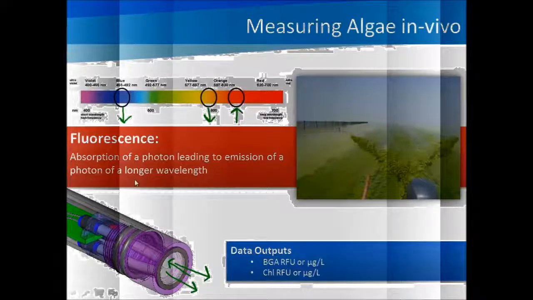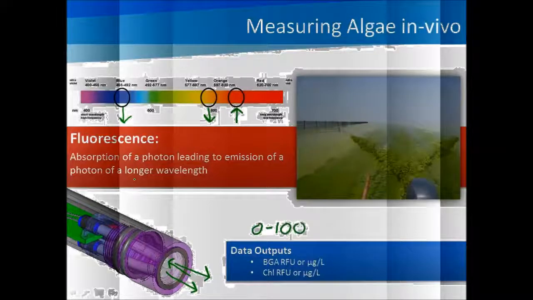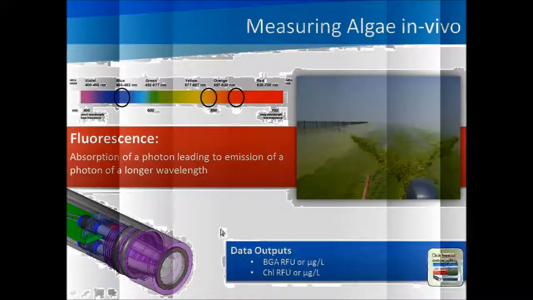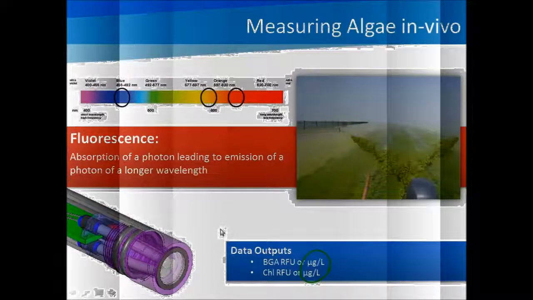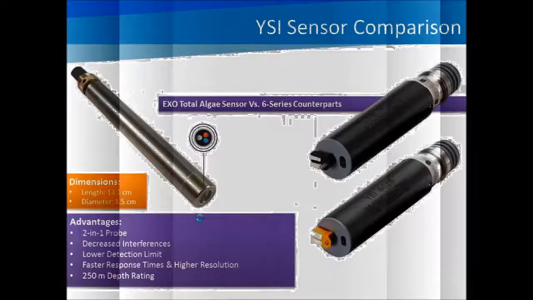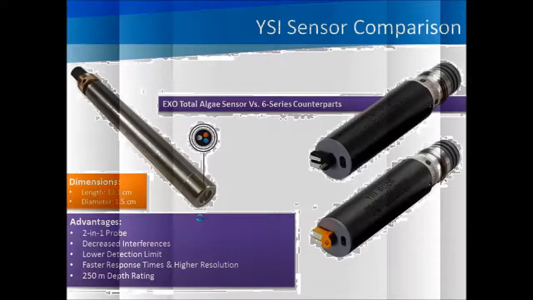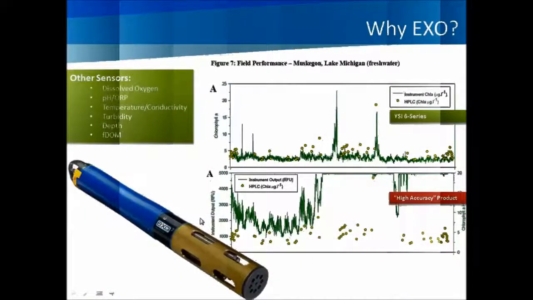Depending on how you calibrate the instrument, the sensor can give 2 outputs. It can convert this data to a 0 to 100 scale in RFUs, or relative fluorescent units, with 0 as no chlorophyll and 100 as a relative maximum chlorophyll value. Or it can convert the raw data into an estimate of chlorophyll A and phycocyanin pigment concentration in units of micrograms per liter. We'll talk a little bit more about this when we dig deeper into calibration later in the presentation.